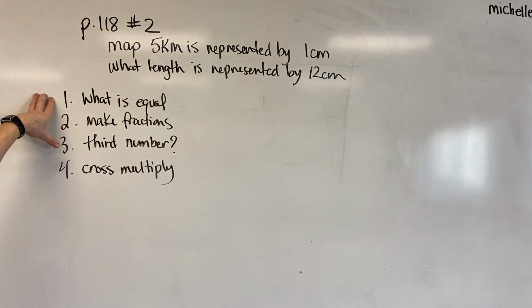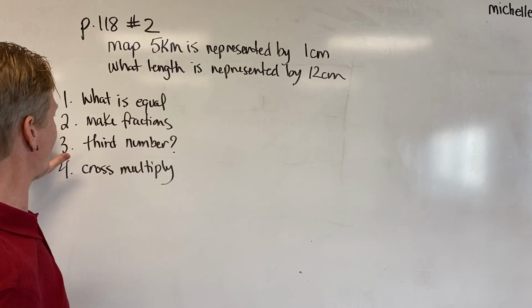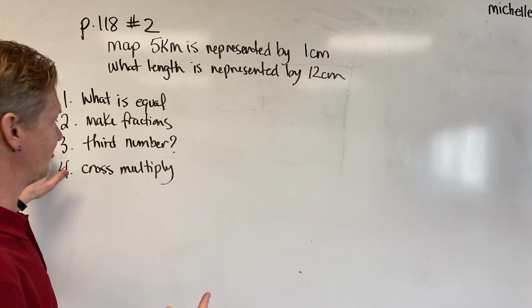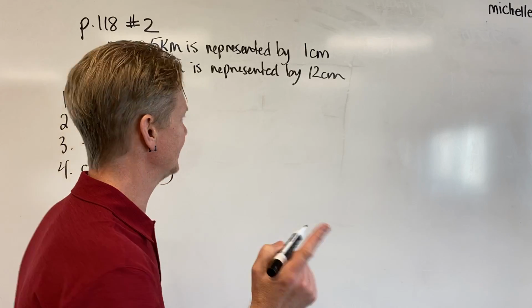First of all, you find out what's equal in the first sentence of whatever word problem you're working on. Then you make fractions, and I'll show you in a minute. Then you look for your third number, because you need 3 to get 4, and then you cross multiply. Now that's best explained in an example. So this is what I'm going to do.